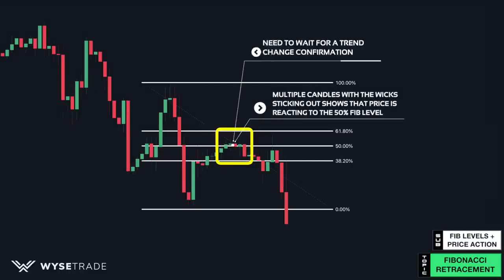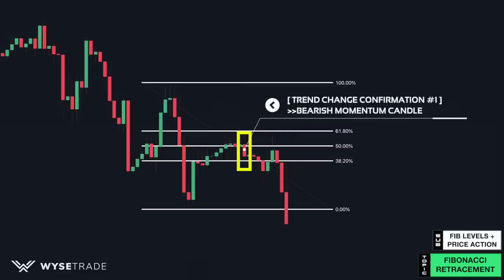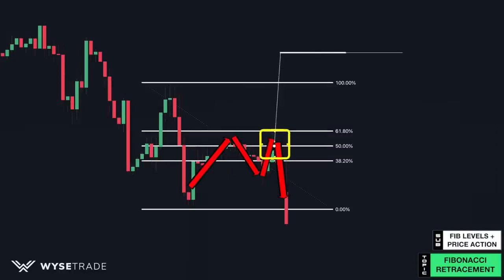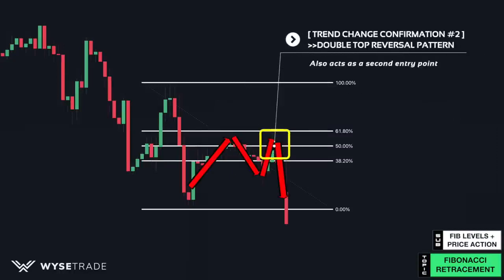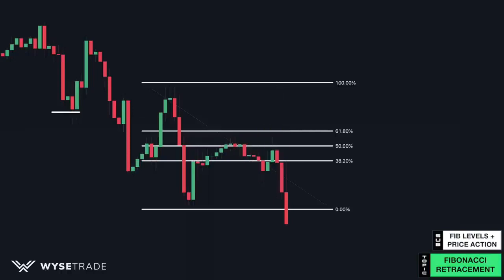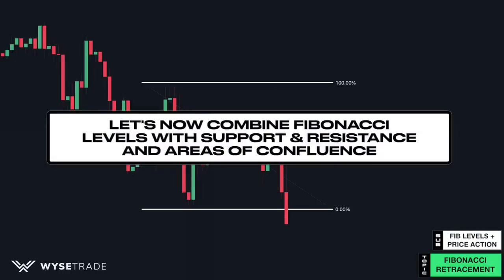You then wait for a trend change confirmation before taking short trades, which you had through either the bearish momentum candle or after the double top pattern formed. So this was using Fibonacci levels in the simplest form. Let's now take it up a notch and combine Fibonacci levels with support and resistance and areas of confluence.